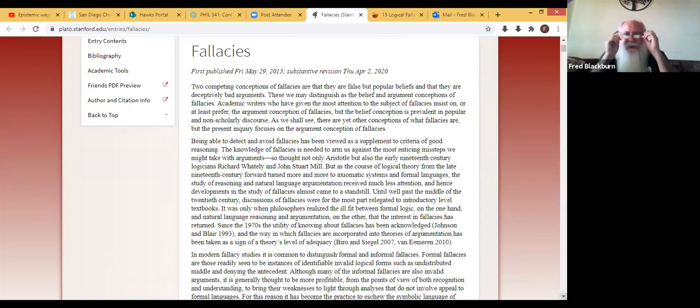These we may distinguish as the belief and argument conceptions of fallacies. Academic writers who have given the most attention to the subject of fallacies insist on, or at least prefer, the argument conception of fallacies. But the belief conception is prevalent in popular and non-scholarly discourse. As we shall see, there are yet other conceptions of what fallacies are, but the present inquiry focuses on the argument conception of fallacies. So you can tell they're already going like super deep waters, making these sorts of distinctions even between philosophical fallacies themselves.